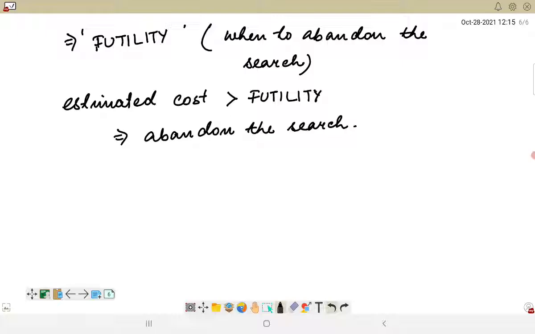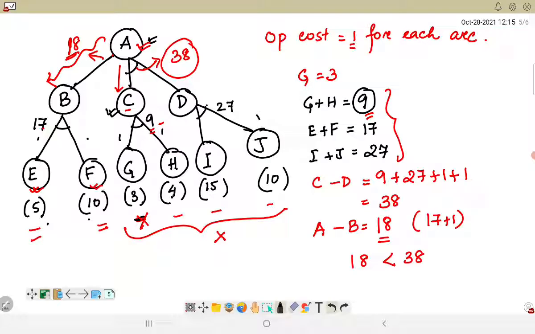Okay, so in order to understand this factor in a better way, suppose I would have associated a futility factor here. Suppose let's say my futility factor here is basically 20.